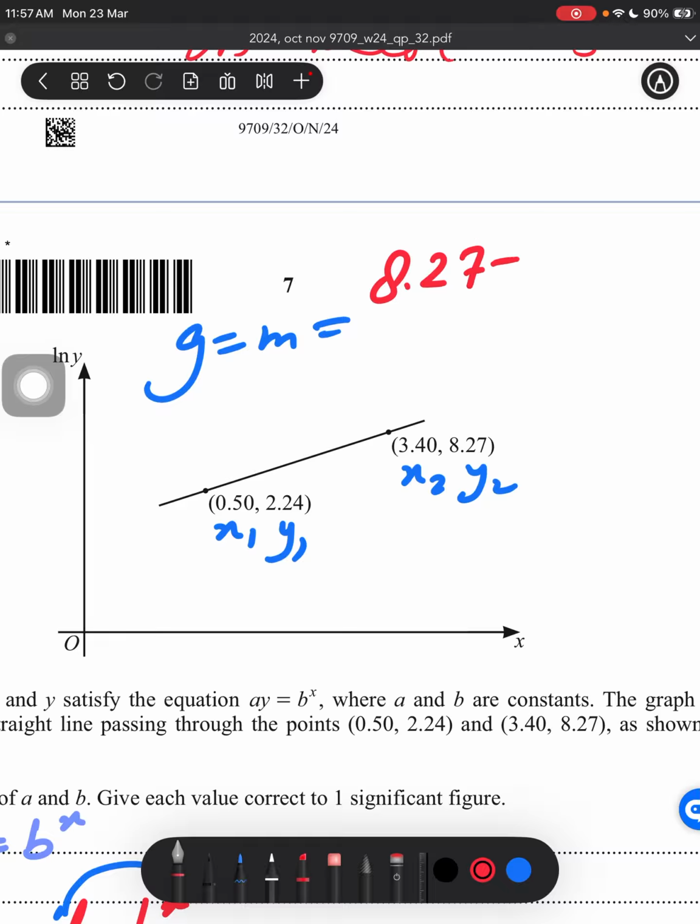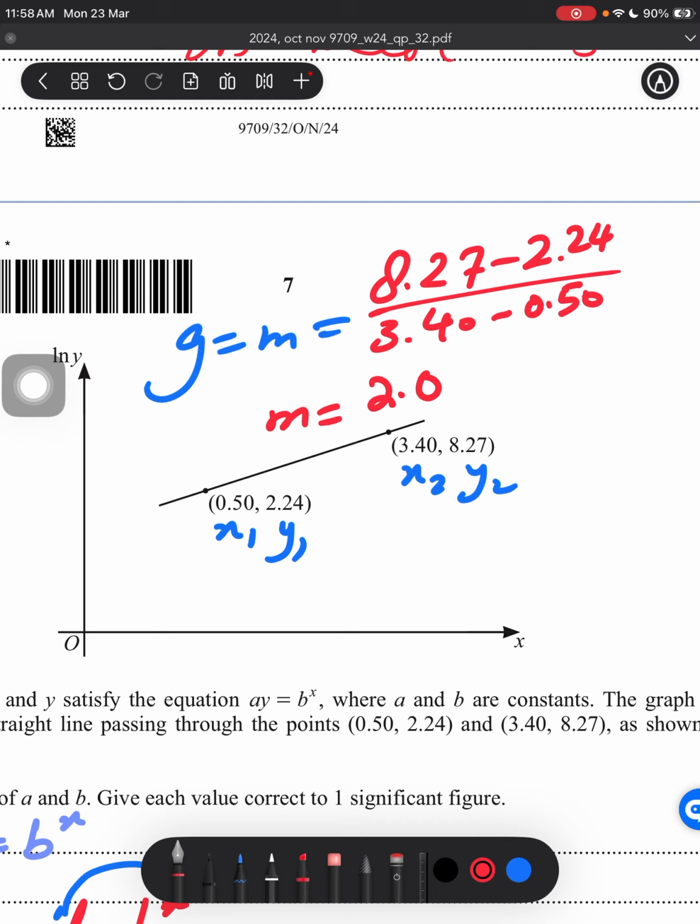So you'll have the gradient as 8.27 minus 2.24 divided by 3.40 minus 0.50. This would give us the slope or gradient of this line as, let me just do it directly, 2.0793.